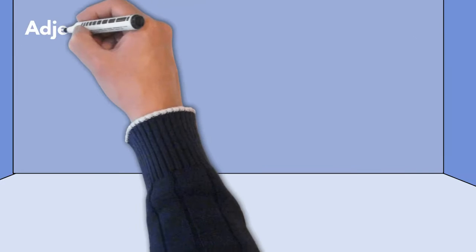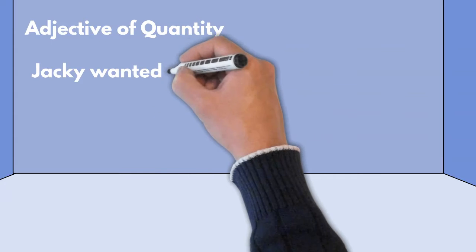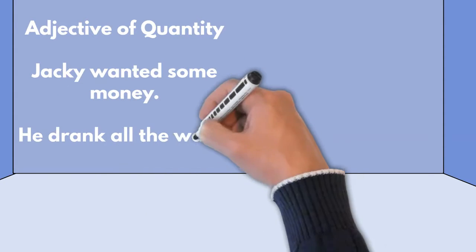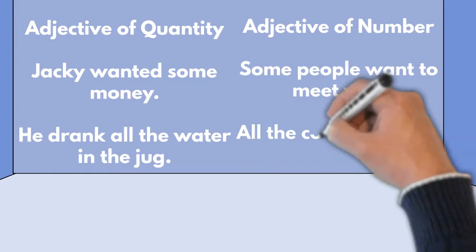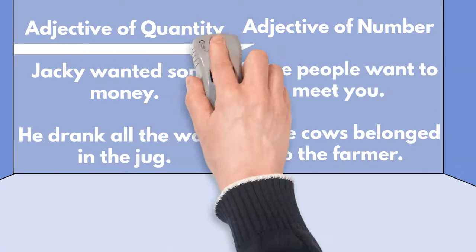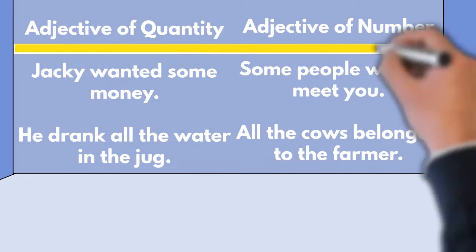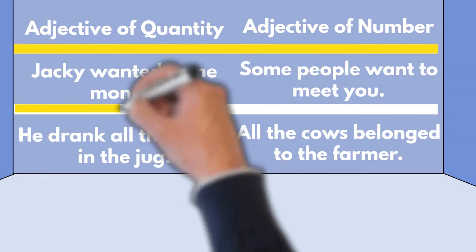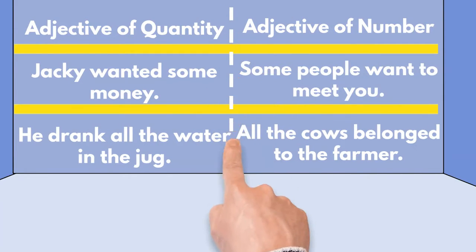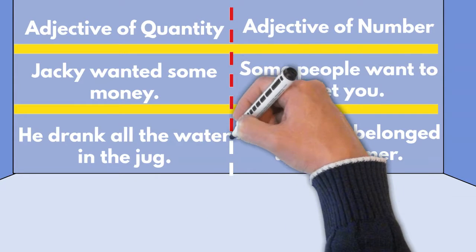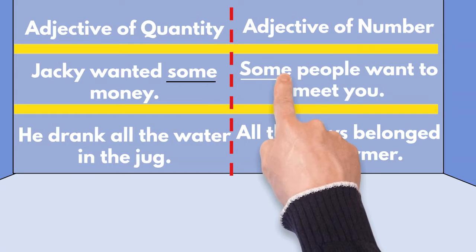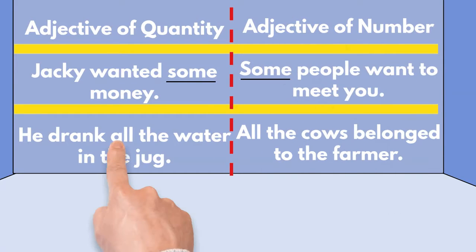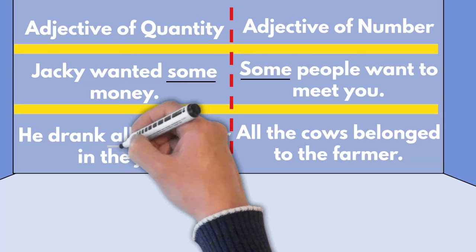Let us see some more examples. Jackie wanted some money. That is an example of adjective of quantity. Some people want to meet you. This is an example of adjective of number. He drank all the water in the jug. Here, this sentence is adjective of quantity. All the cows belonged to the farmer. This sentence is for adjective of number.